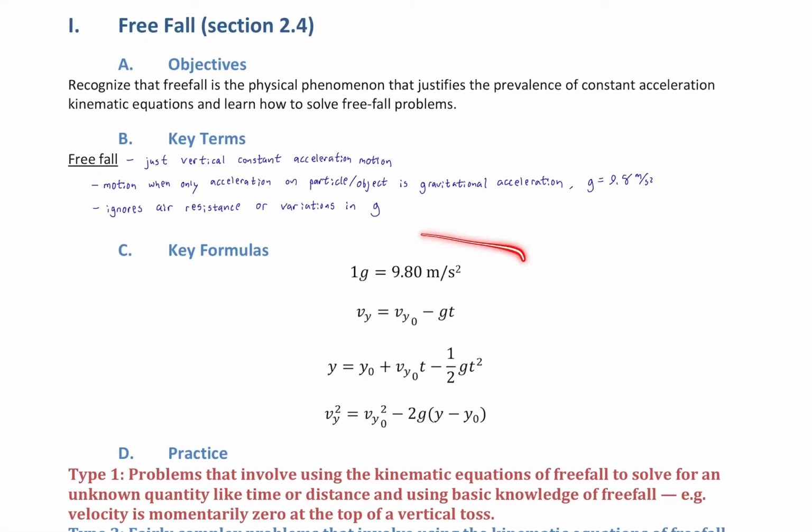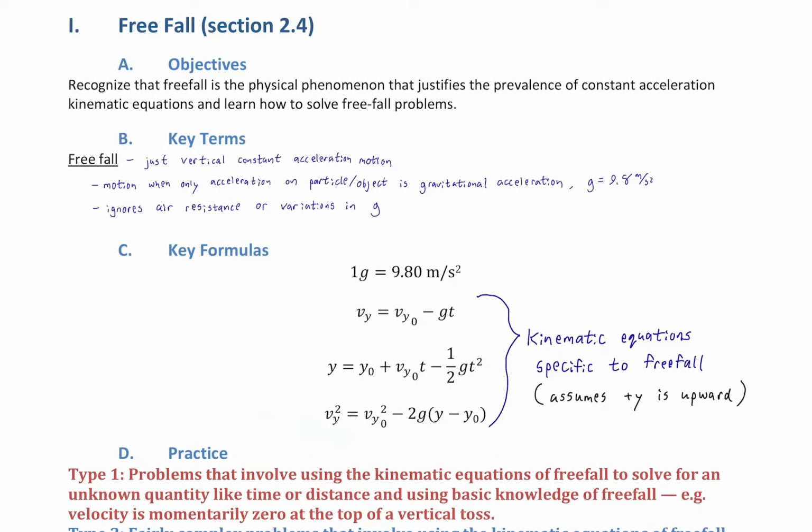So if you look at our key formulas, they should look really similar to the ones we've seen before. These are just the big 3 of the kinematic equations, but now they're specific to free fall. How so? Because we've replaced a with negative g for every one of them. This used to be plus a, now it's minus g. This used to be plus 2a, now it's minus 2g.